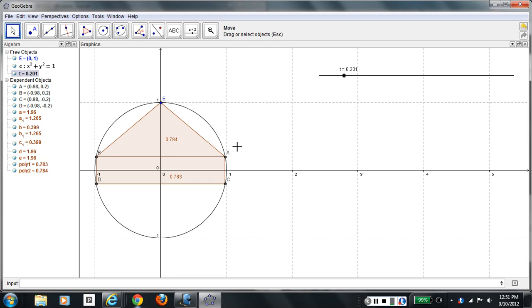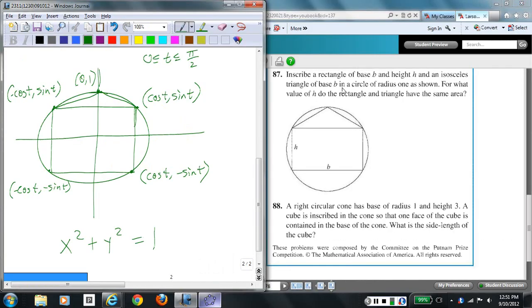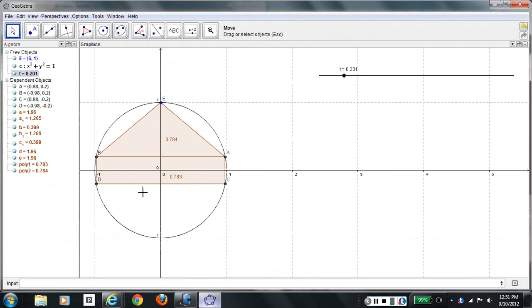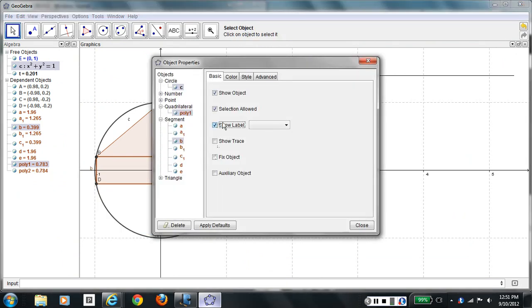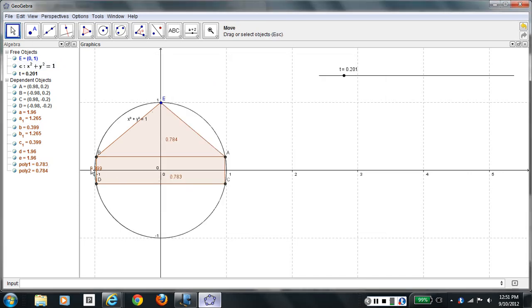So we could calculate then. Oh, well, it also stores the value. What was the original question? What's the value of h? For the value of h, that is the height of the rectangle. We could go there, right-click on it, and click on Object Properties, Show Label, Value, and it looks like approximately 0.399, something like that.